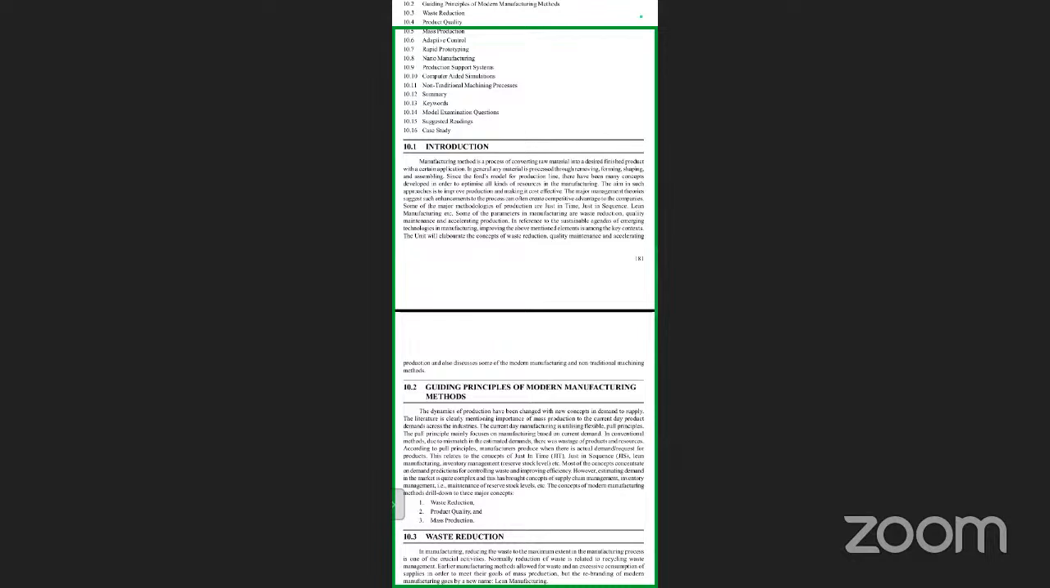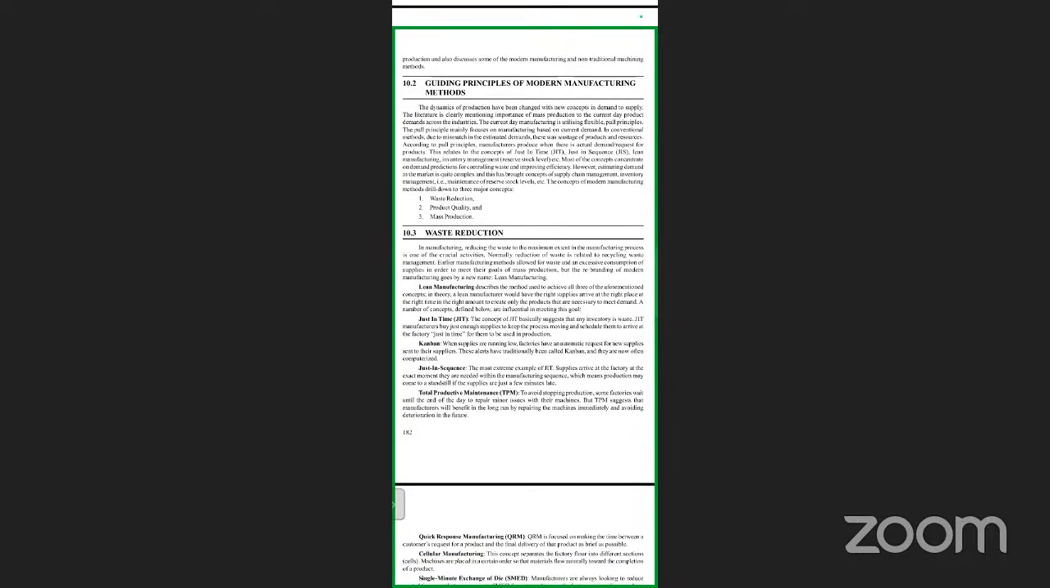So there are major methodologies of production, like just in time, just in sequence, lean manufacturing, etc. Guiding principles of modern manufacturing methods: we have three concepts, the principles that modern manufacturing methods follow, or with the help of which they are carried out. They are waste reduction, product quality, and mass production. So here first we talk about waste reduction.